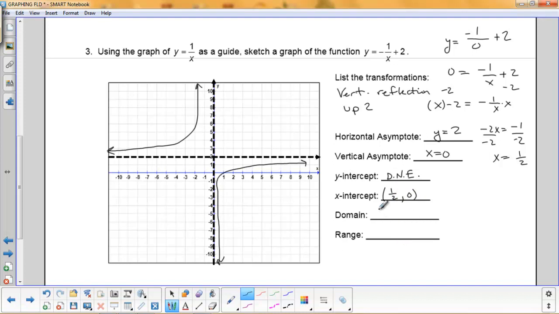The domain in set notation is going to be all real numbers. X cannot equal 0. Range in interval notation is -∞ to 2 and 2 to infinity. All right? It doesn't matter which way you write your notation unless it specifically states which way you're supposed to do that.